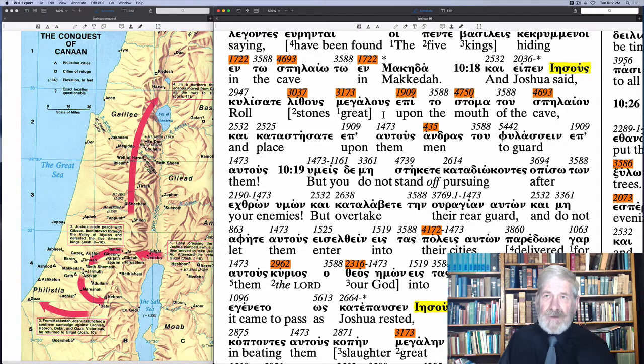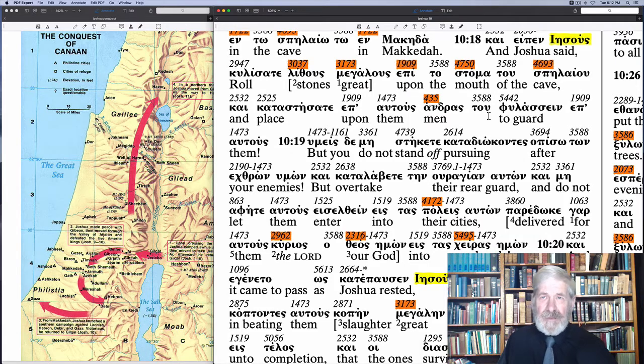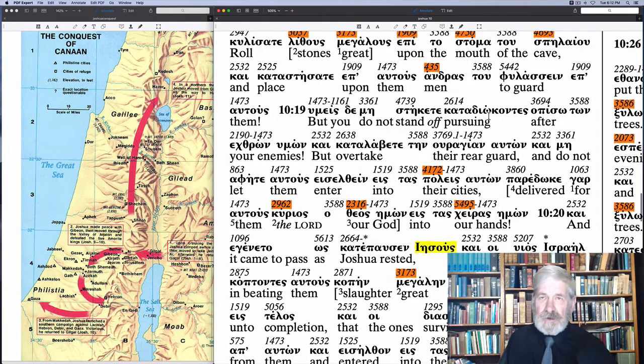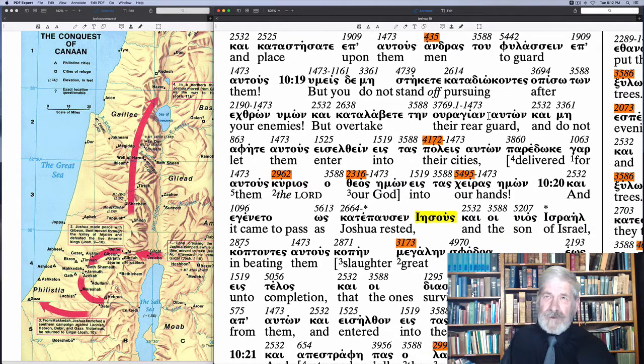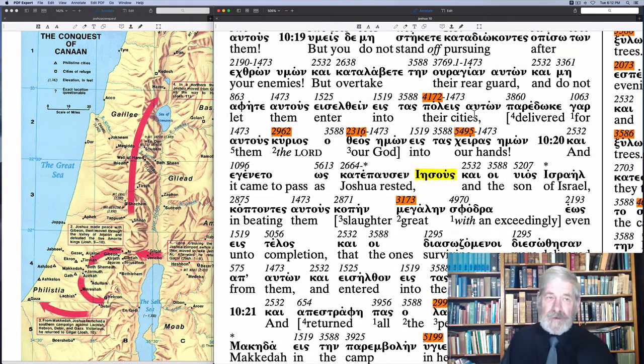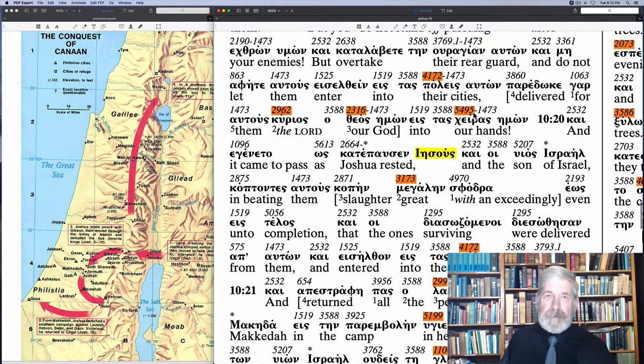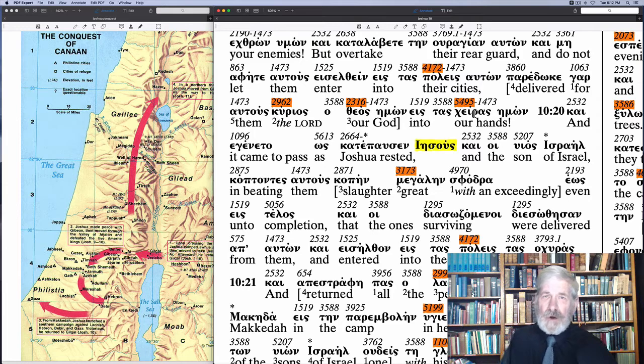Now this is another, it's not a Hebrew, it's a mouth of the cave. Cave doesn't have a mouth. It has an opening, but yet it's using a figure of speech of something of the body for something that is an inanimate object. And he says, place upon them men to guard them. But you do not stand off pursuing after your enemy. So a few men stayed there guarding the cave, but overtake their rear guard and do not let them enter into their cities. So continuing after these people. For the Lord our God delivered them into our hands, again giving God the glory.